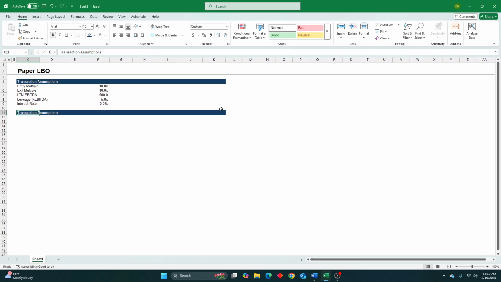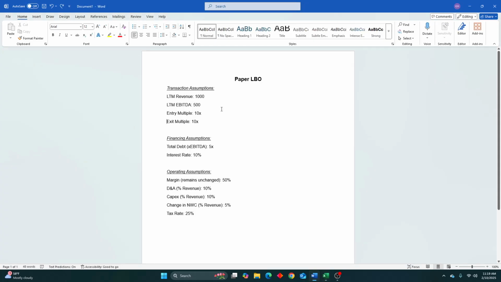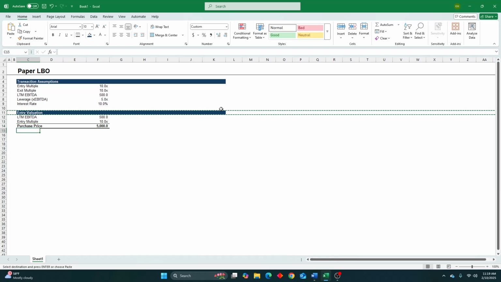So now that we have our transaction assumptions laid out, next thing we're going to look at is our entry valuation. This is going to be the exact same as any other LBO, so it'll be your LTM EBITDA times your entry multiple. What this will get us is our purchase price, the enterprise value, the value of the entirety of the company that we're acquiring. So our LTM EBITDA is going to be 500. We're going to enter at 10 times, paste over this formatting just so it's a little bit clearer, meaning that our purchase price is going to be 5,000. So 5,000 will be the purchase price.